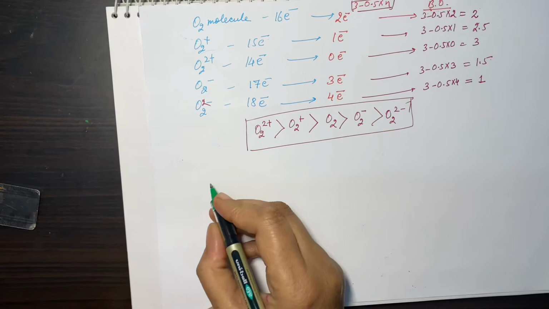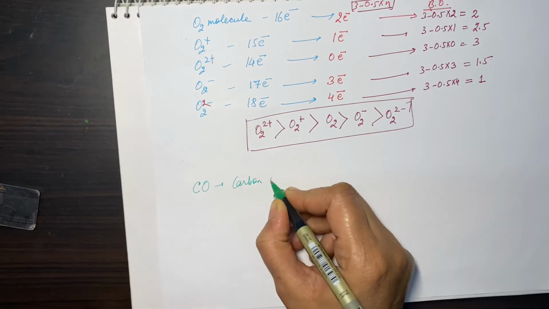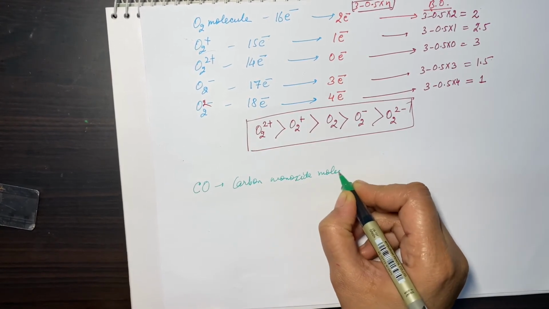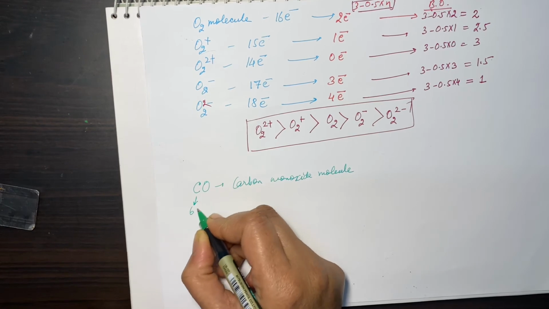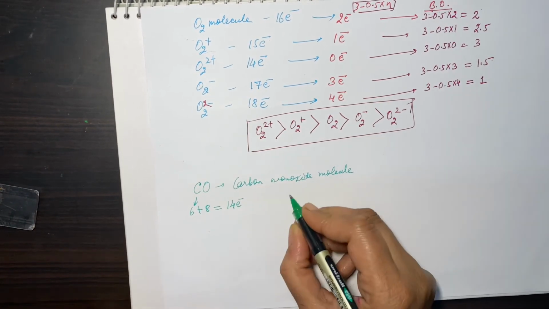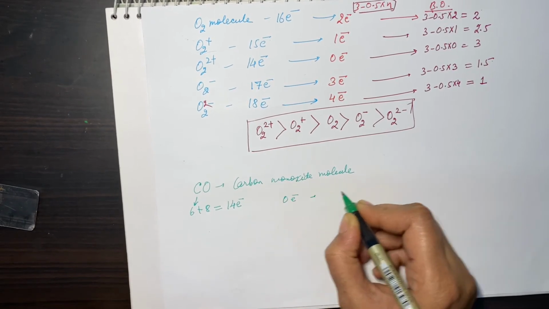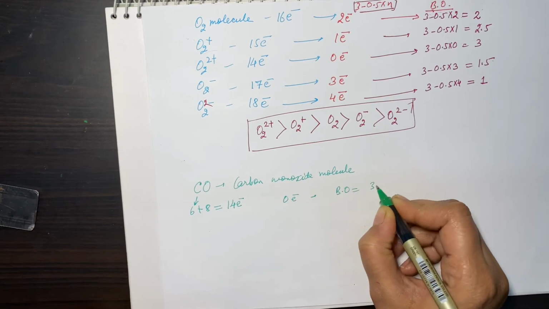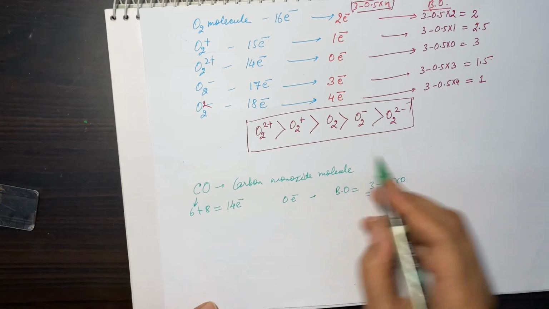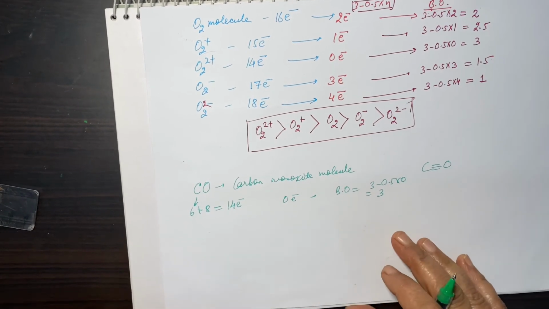Now take another example, the carbon monoxide molecule. How many electrons are there? 6 plus 8, we have a total of 14 electrons. So 14 electrons, the difference is 0 electrons. So the bond order will be equal to 3 minus 0.5 into 0, that is 3. So carbon monoxide is triply bonded with the oxygen atom. We have just calculated it.